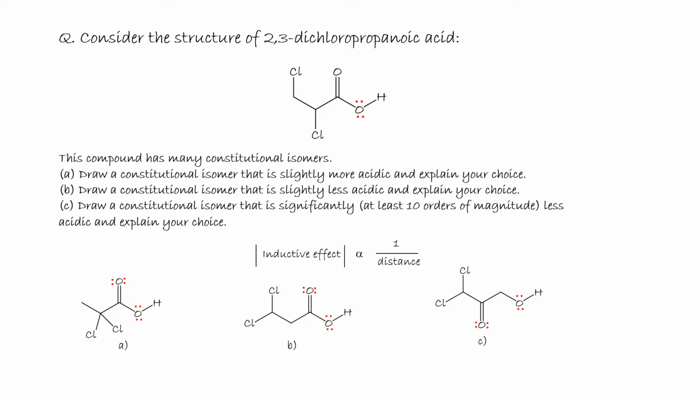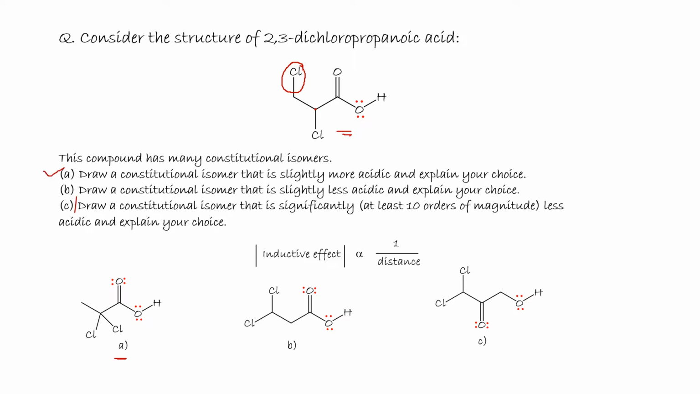Consider the structure 2,3-dichloropropanoic acid. This compound has many constitutional isomers. Draw a constitutional isomer that is slightly more acidic and explain your choice. Of course, moving the Cl from the beta carbon to the alpha, making it closer to the carboxyl group, will increase the acidity. So we answer this.